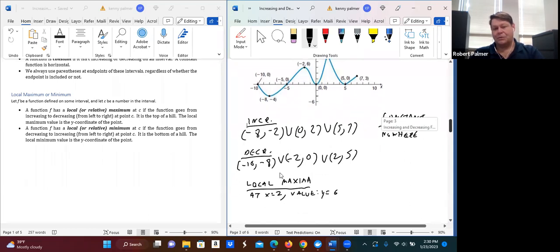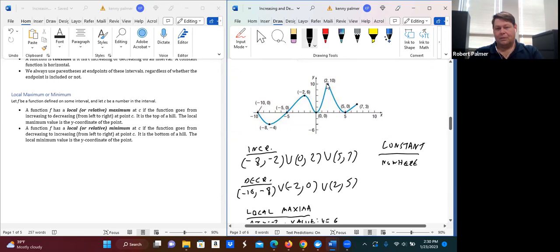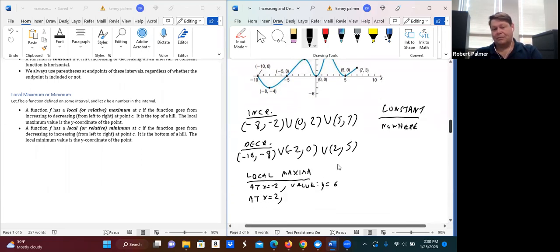Okay, so this first one's at x equals -2. I'm sorry, let me fix that. Apologize. X equals -2. We also have one at 2. Okay. More of a corner, maybe, but that's okay. And then the value is 10. The local maximum value is y equals 10. Okay. Now, let's think about local minimum, local minima.